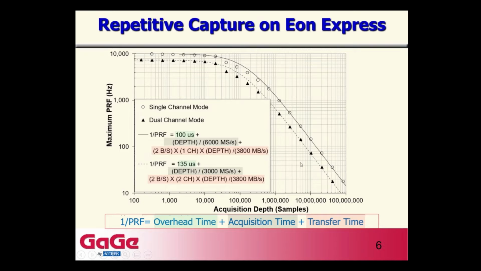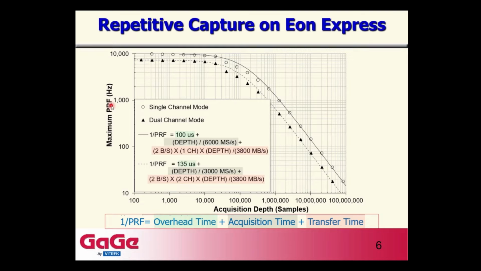Just to dig in a little bit more into the single record mode, which is often the way people work if they want to go forever, as I say, without having to worry about filling up any memories and so forth, is to plot the maximum PRF, or the maximum trigger rate, as a function of the depth, which is the number of samples we acquire per waveform. We can see this shown for this Eon CompuScope card of ours in single and dual channel mode. Of course, when we work in dual channel mode, we can't go quite as fast.